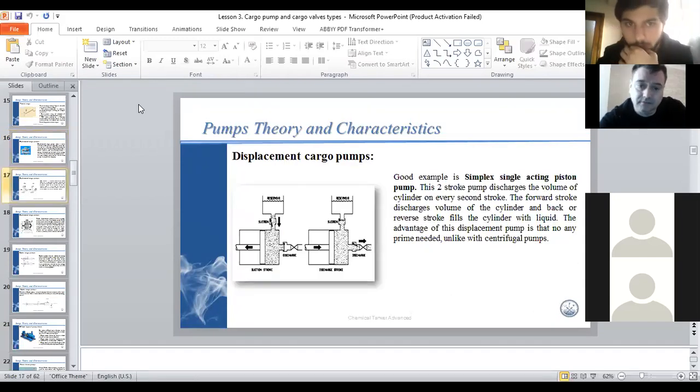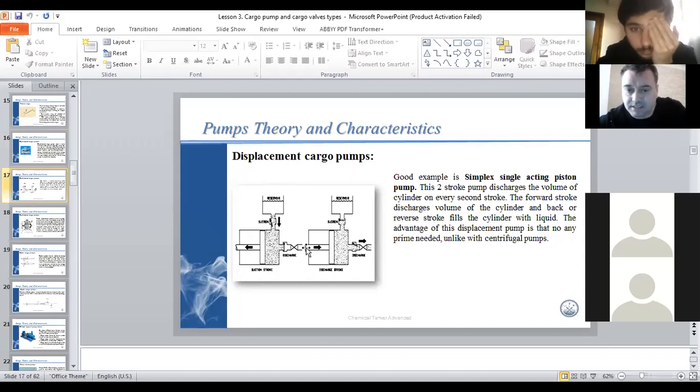So here in this picture, you can see two different pictures. One part of the working cycle is the piston going back in this direction. So it's making suction from this part. This valve is closed. Suction on this part, it's okay. This cylinder is filled with the liquid.